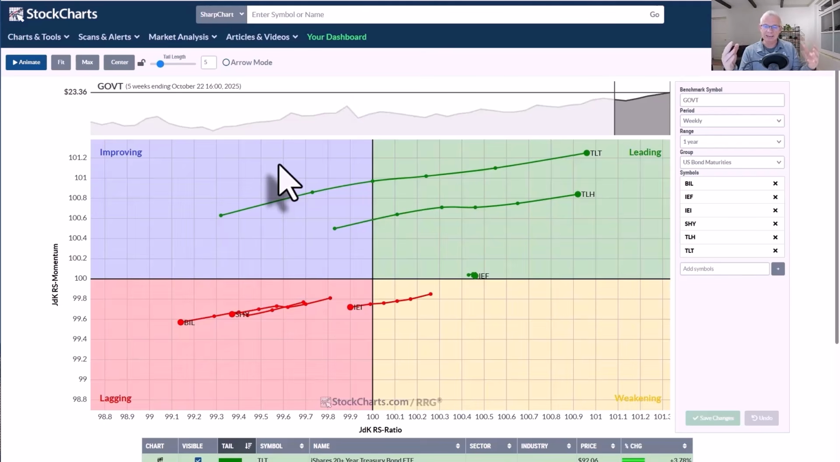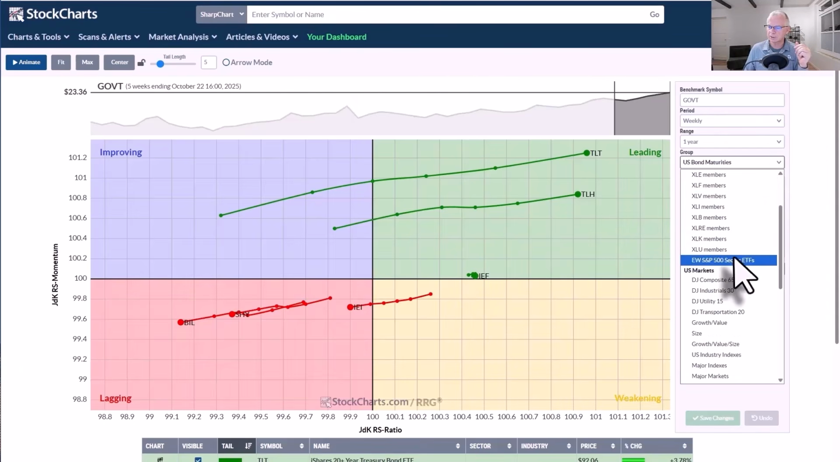And in that case, the longer end of the curve would be the preferred area, even though the bigger picture is underperforming VBINX. So that's all about portfolio construction. And then let's move to the sectors.